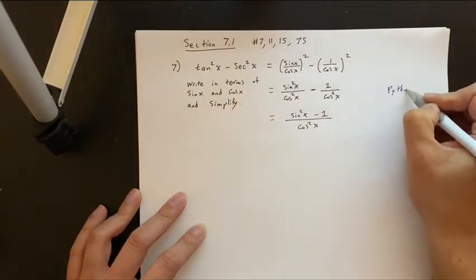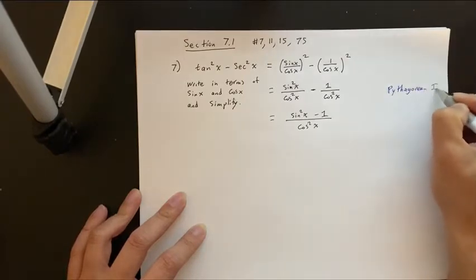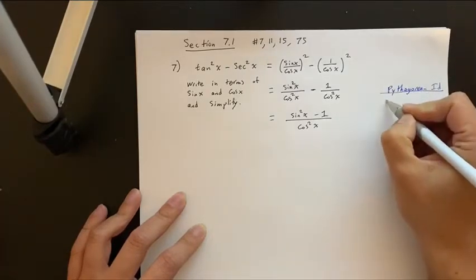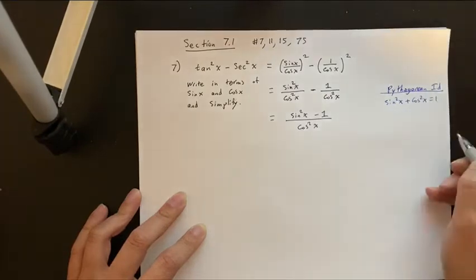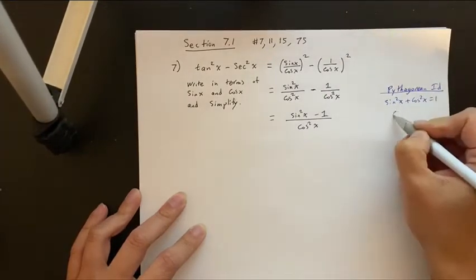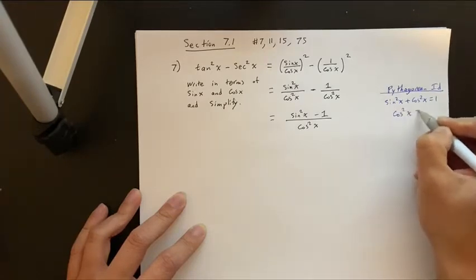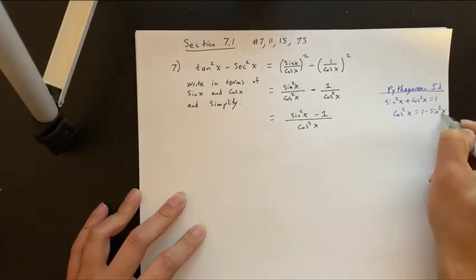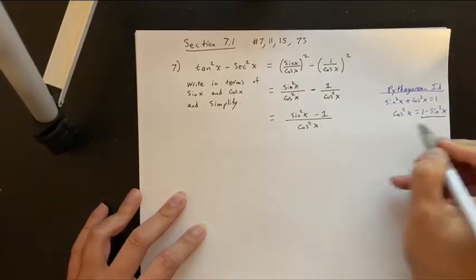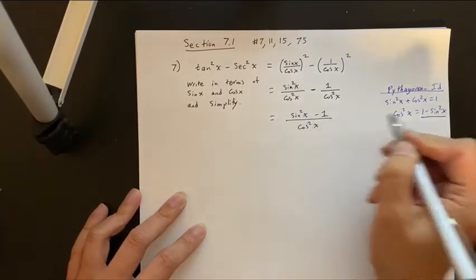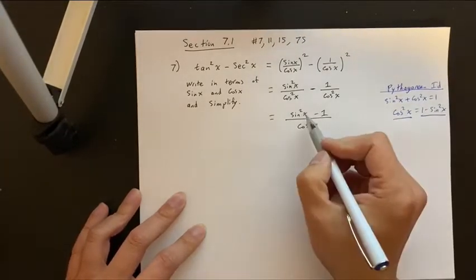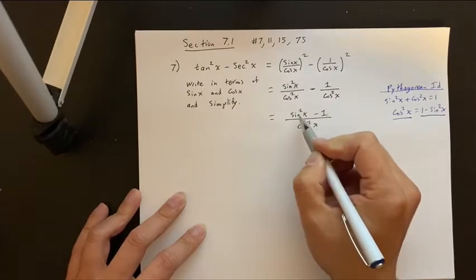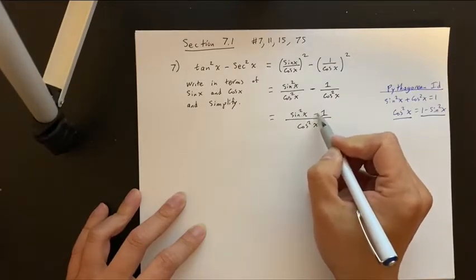by the Pythagorean identity, sine square x plus cosine square x is 1. And so if I move that sine square over, then I see that cosine square x is 1 minus sine square x. So if I can somehow get this to become 1 minus sine square, I can apply this identity. You can't just switch the second term to be the first term when the operation is subtraction.